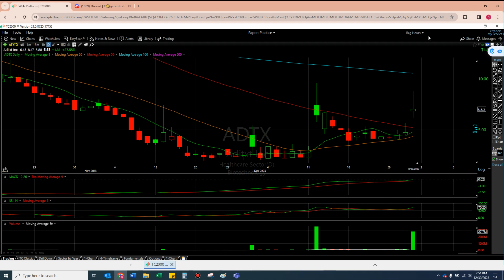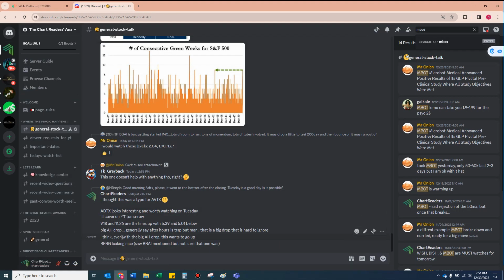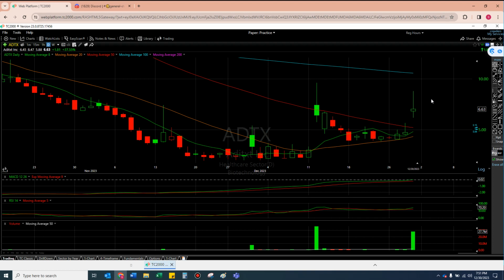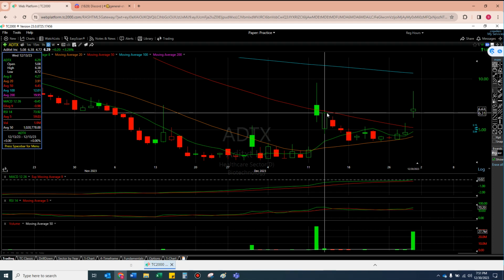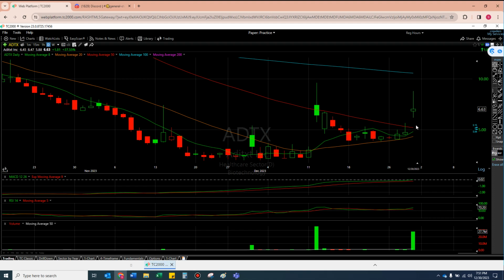It's weird to say I don't know why, because obviously I'm making a video trying to say I know why, right? But I even said it here, like, dude, I think even with the big drop, this thing wants to go up. I do. I also mentioned Bullfrog looks nice. I like the position of the doji over this candle. I do. I like how quickly we reattempted the 50.